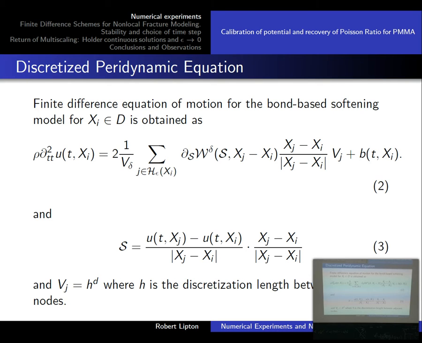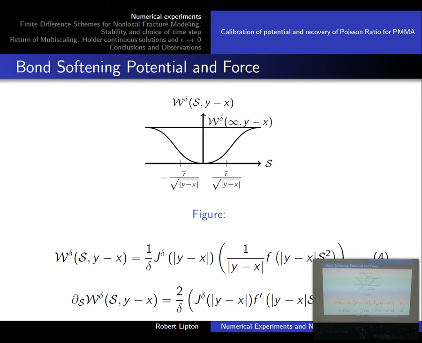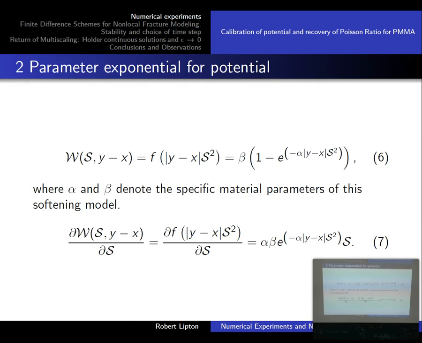Again, this is our discrete strain along the direction. Then we have our discretization, where H is the discretization length. Here's our formula, here's our potential, and this is the general profile function that we use right here. This is the derivative of the profile, which gives us the force. Now we're going to pick a specific choice of F and do some numerics.